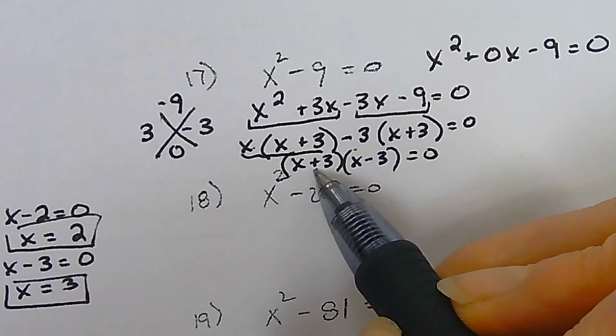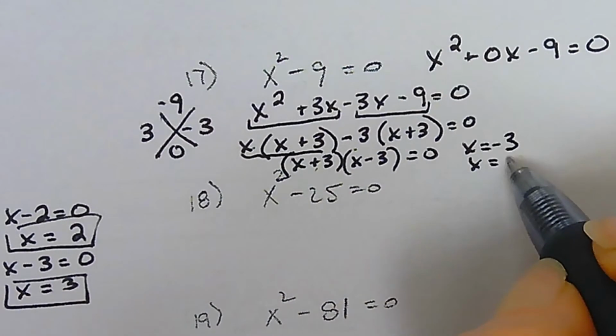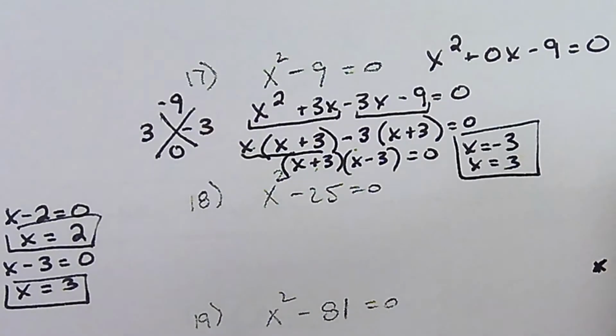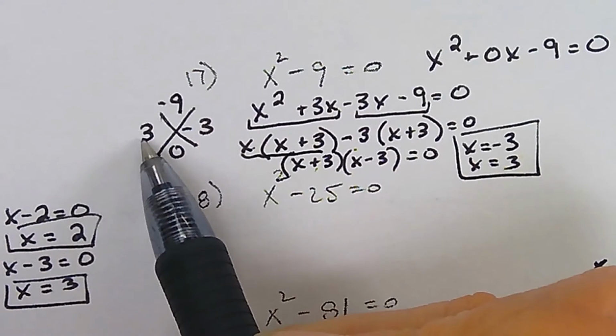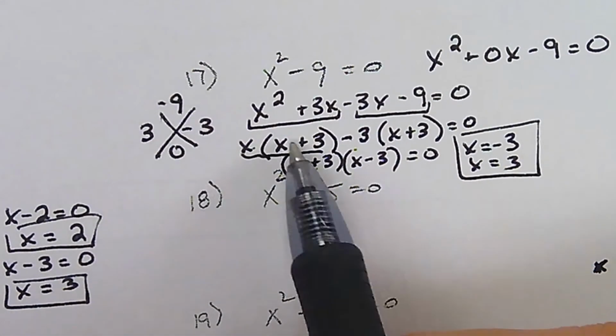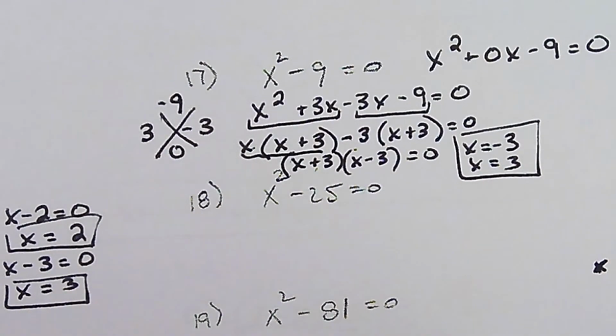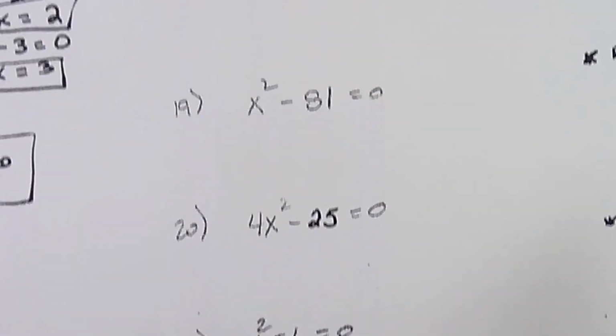And our solutions are easy to see: x equals negative 3 and x equals positive 3. I could have taken these factors directly, as x plus 3 and x minus 3, without the grouping, as long as the leading coefficient is 1. I'll go ahead and do 19.